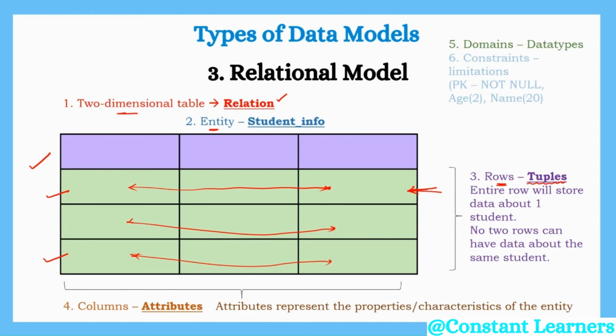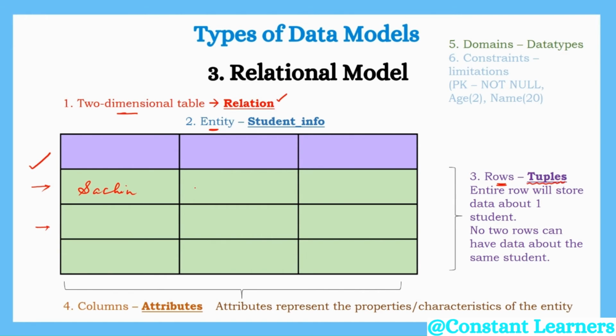If we try to store the data about the same student twice, we will get an error message that this student already exists. Like if this row is about a student named Sachin, then it will have Sachin's age, Sachin's address, Sachin's phone number. Everything about Sachin will be stored in one particular row.